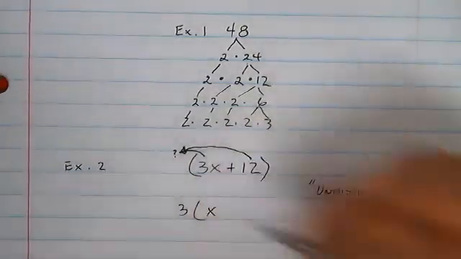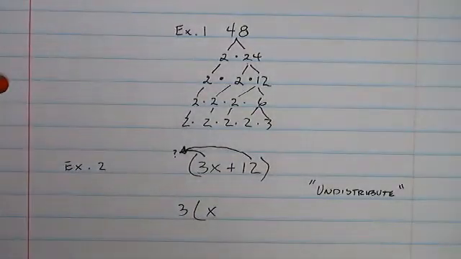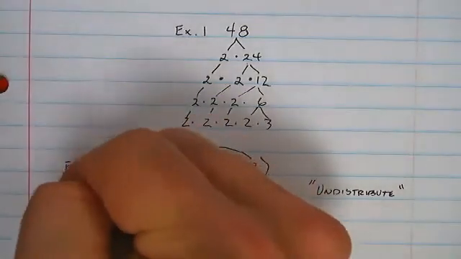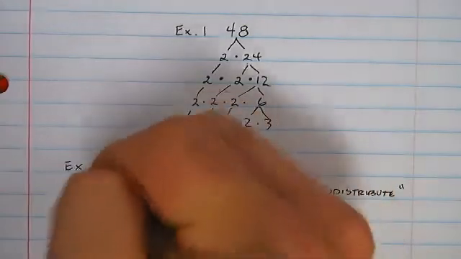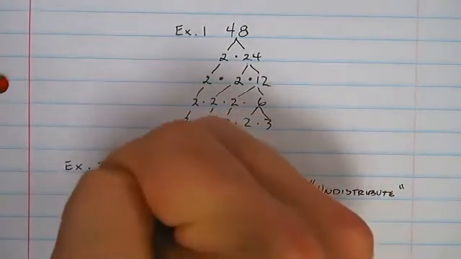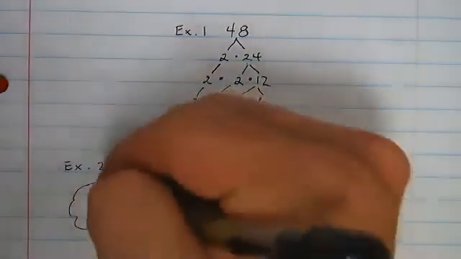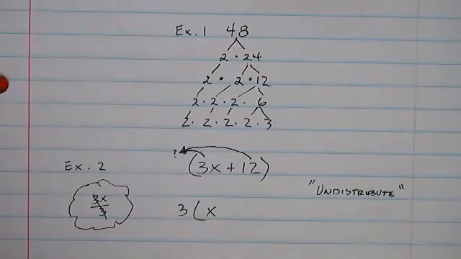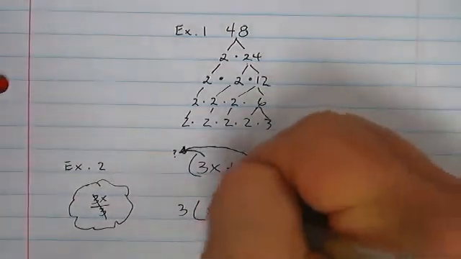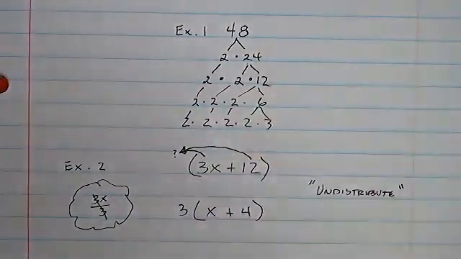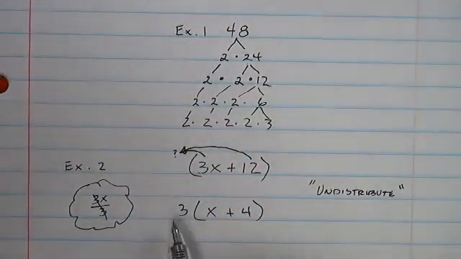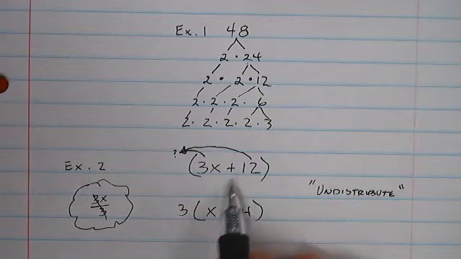If I pull a 3 out, what is left? Well, 3x divided by 3 is just x, because we think of it as that problem, 3x divided by 3. And so you have your 3's canceling and you just have x. And then I pull a 3 out of positive 12 and I get a 4. And I can always check this to make sure that this is it.